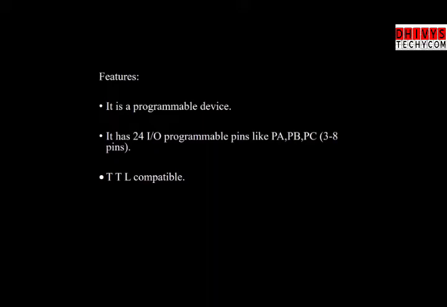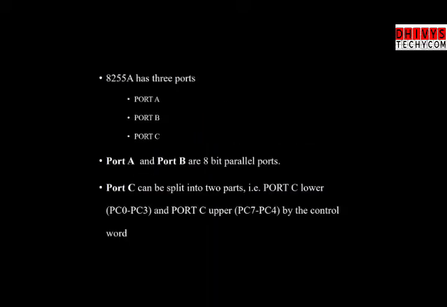As I've already mentioned, the 8255 has 3 ports: port A, port B and port C. Port A and port B are 8-bit parallel ports, and port C can be divided into 2 halves: port C lower and port C upper. So 2 different parts of port C can be categorized. One is port C upper and the other is port C lower.